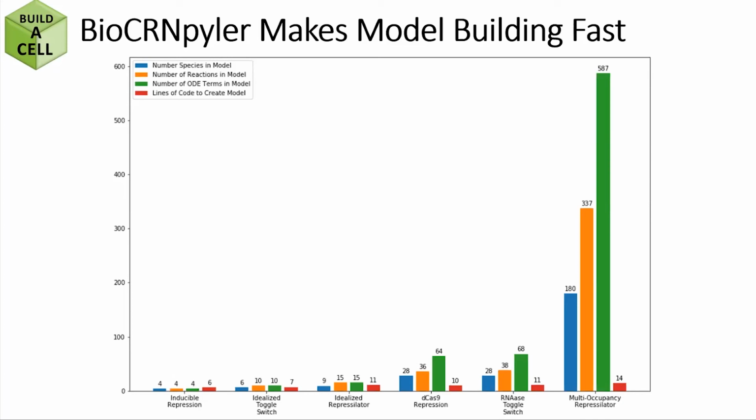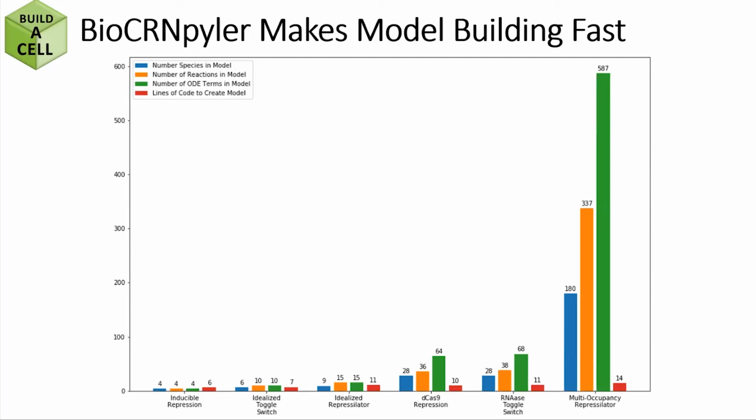And that's pretty impressive considering how big some of these models are. So this histogram is going to show you the number of species in the model in blue, which ranges from 4 for the smallest model to 180 for the biggest. The number of reactions in the model, which again ranges from 4 to over 300.